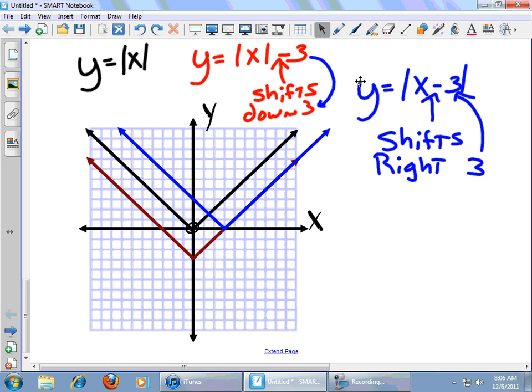So in a minute, we're going to put these together because you don't even need to make a t-table if you know where the vertex is going to go. Okay, remember on the black one, the vertex was at the origin, 0, 0. On the red one, the vertex was at 0, negative 3. On the blue one, the vertex was at 3, 0. I can tell that just by looking at the equations.